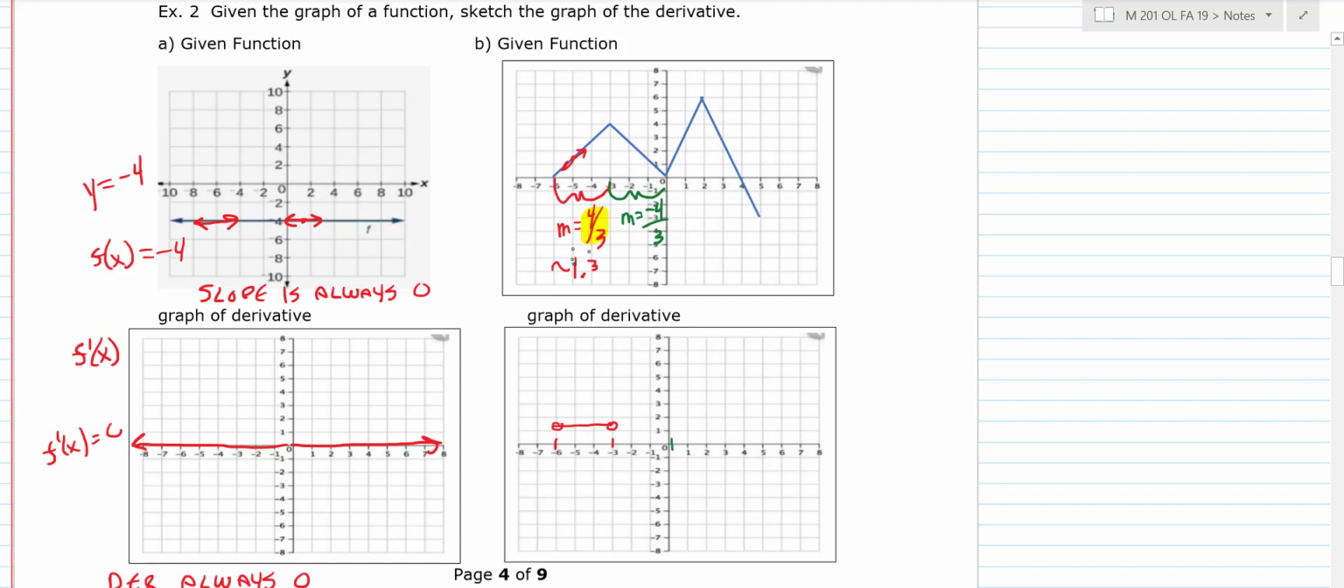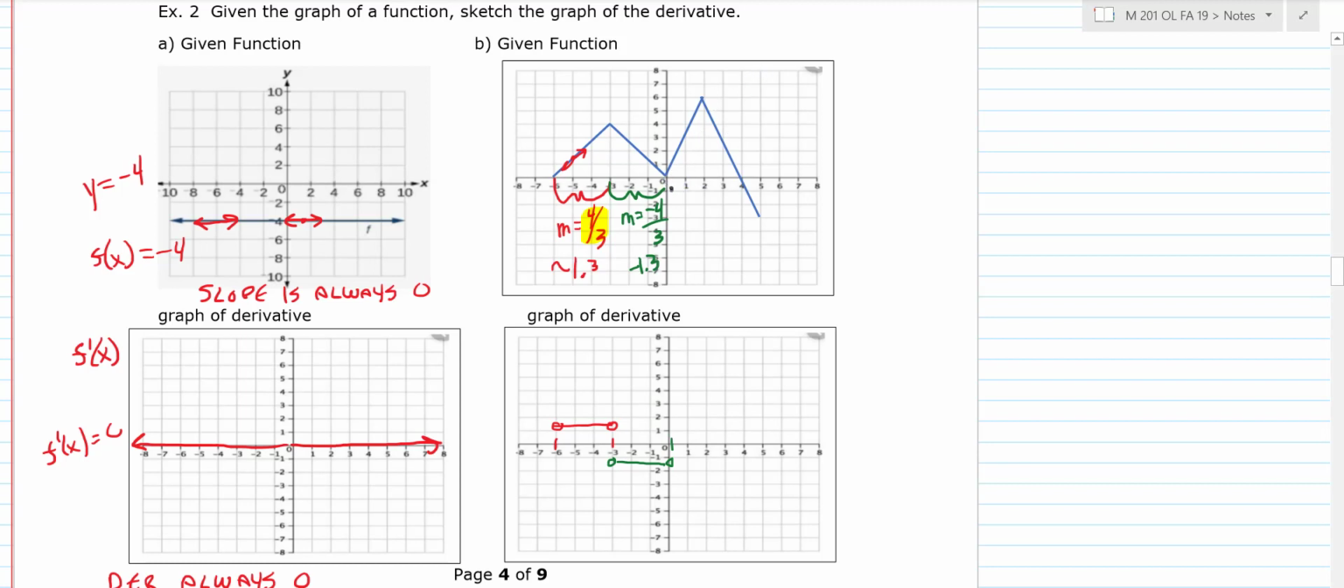So you'll do the same thing. It's about negative 1.3. So you'll go down about negative 1.3 and then just draw a line like that. The derivative has the same value from negative 3 to negative 1, because it has a constant slope, okay? Now we move to the next place, okay?